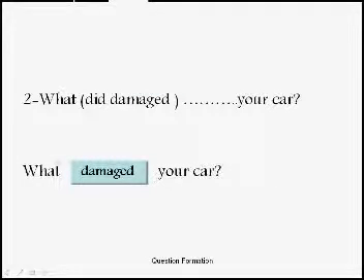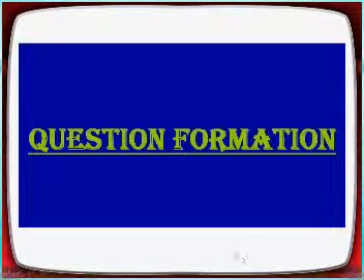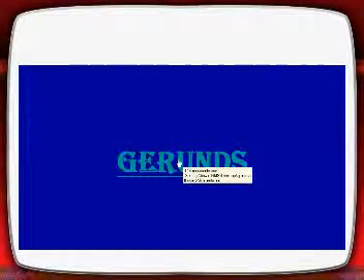What damaged your car? Very good. Because "what" here is asking about a subject, so no need to use an auxiliary again. So it's going to be: what damaged your car? Very good. So that's it for question formation. Then we can move to another point, which is gerunds.